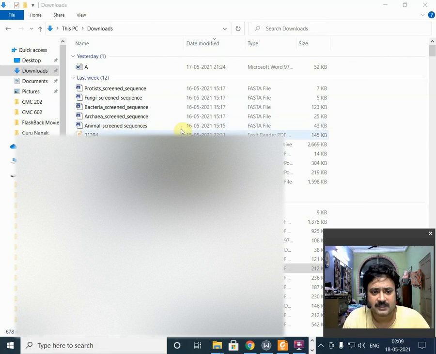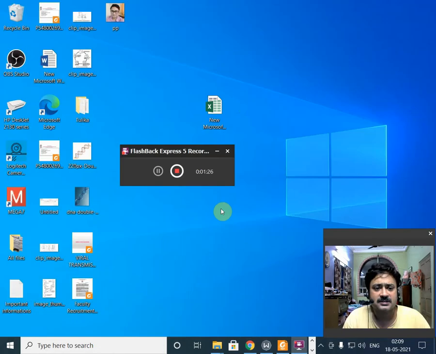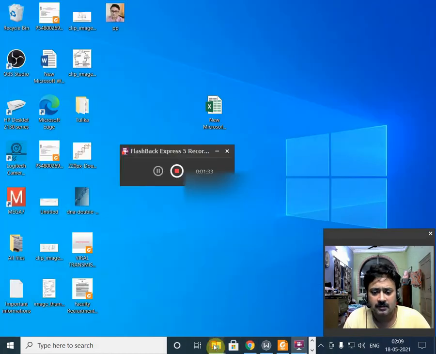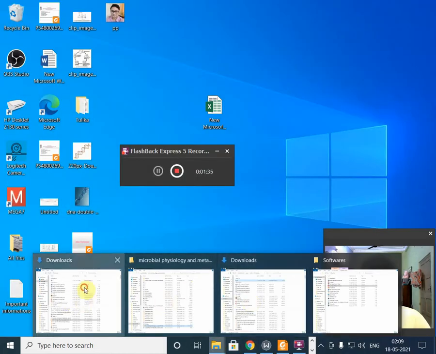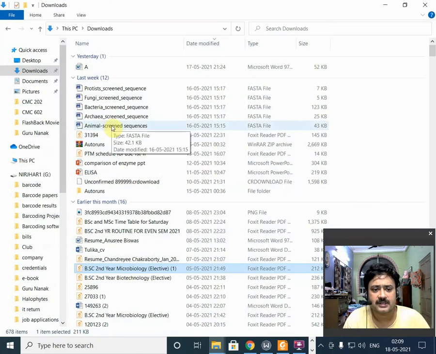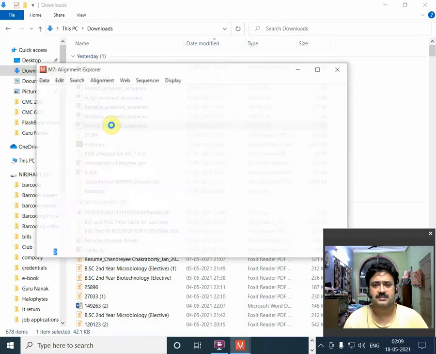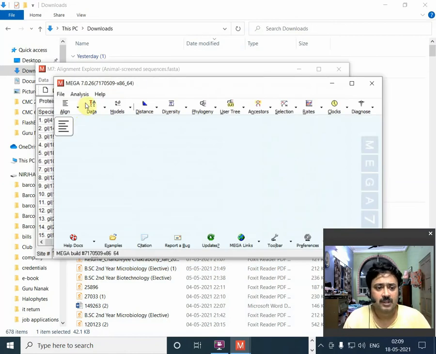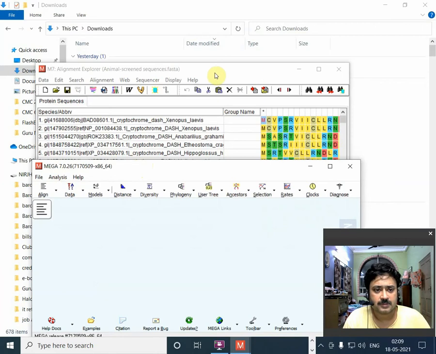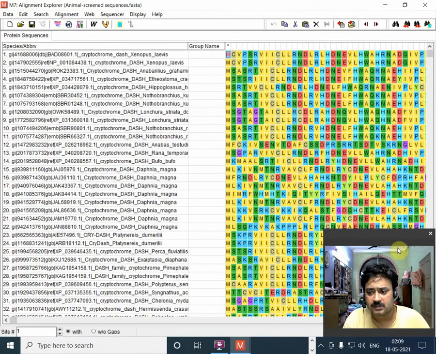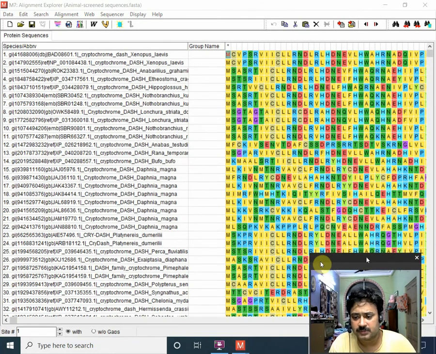This is the screened animal data. And the software that we are going to use for this is going to be MEGA. As you can see, this particular file has already come down here. So let me just minimize.